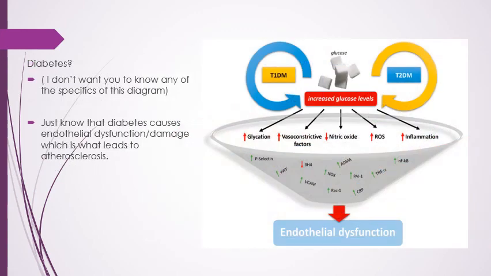What about for diabetes? I don't want you to memorize these. So for the next few slides, you're going to see a bunch of difficult and complicated processes. I'm not going to ask you questions on any of these diagrams. I just want you to know for your own sake that, yeah, increased glucose levels causes a lot of different things that end up causing endothelial dysfunction.